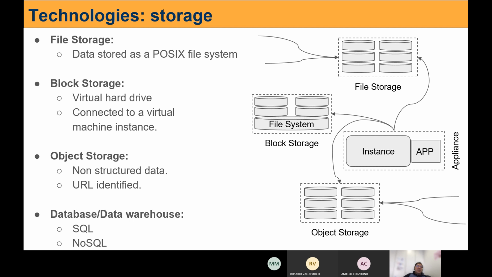Replication is really easy because usually the object storage is replicated multiple times in different zones in order to have better performing access, but also for security and reliability.